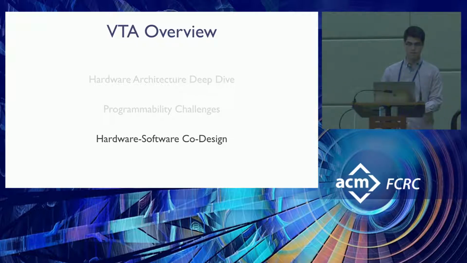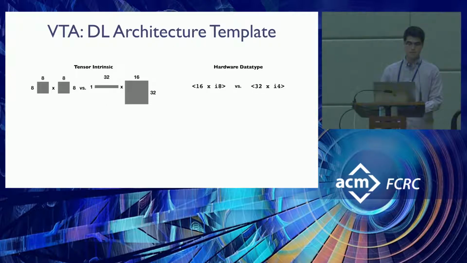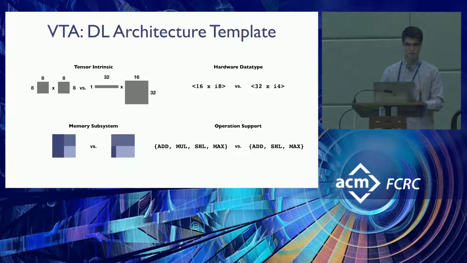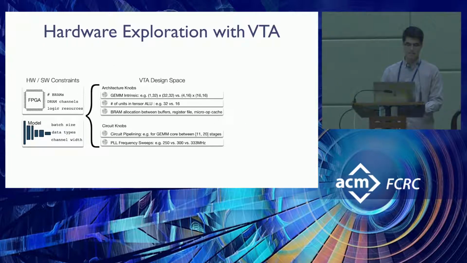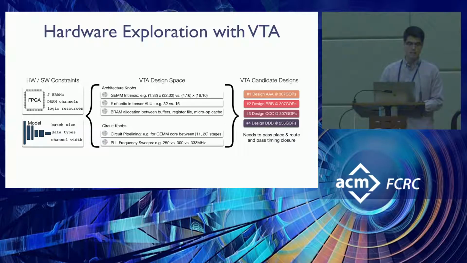You can do a lot of fun co-design experiments. So VTA is this modular deep learning architecture template. You can modify your tensor intrinsic, your data type, your memory subsystem, as well as your operational coverage. And that means that you can essentially perform hardware design space exploration. You can perform knob exploration, circuit exploration. Essentially, by constraining this problem to a given FPGA and a given model, you can get a set of VTA hardware candidates that all have different theoretical throughputs.